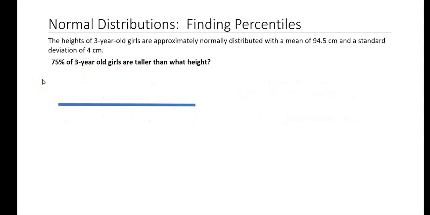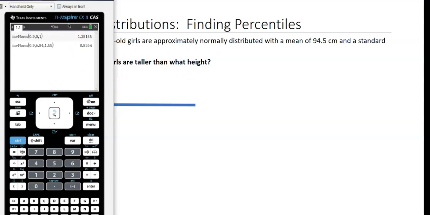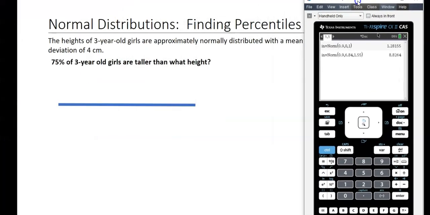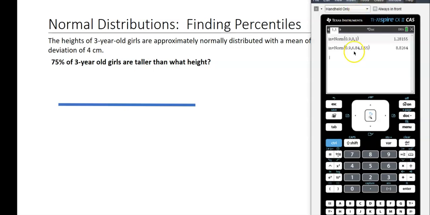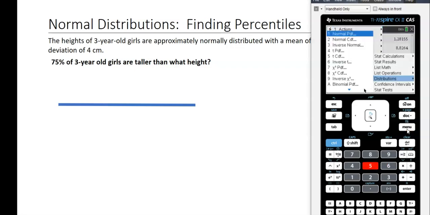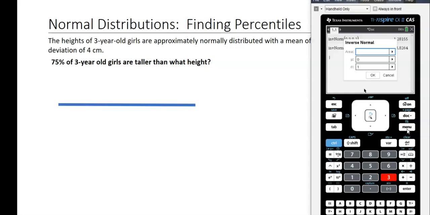Okay, the heights of 3-year-old girls are approximately normally distributed with a mean of 94.5 and a standard deviation of 4. 75% of 3-year-old girls are taller than what height? So let's get our calculator out. I'm gonna bring it over here so you can see it better. Okay, so we go to our command. We're starting with a percent or percentile essentially there. So menu 653, .75.